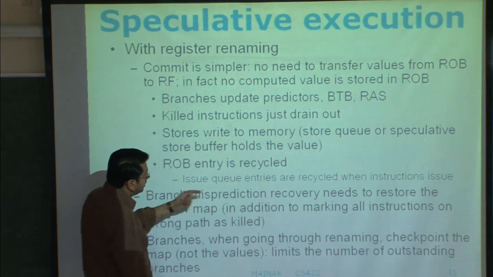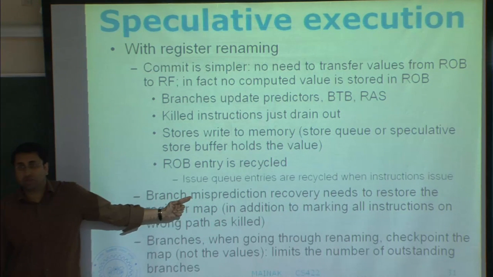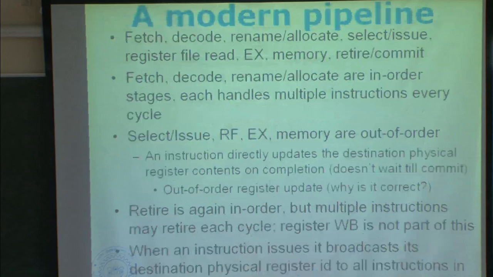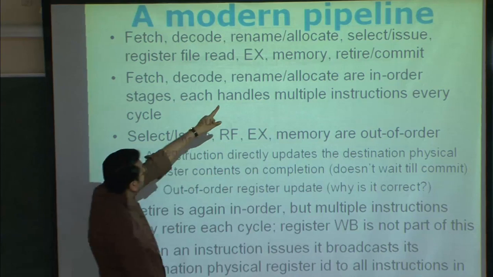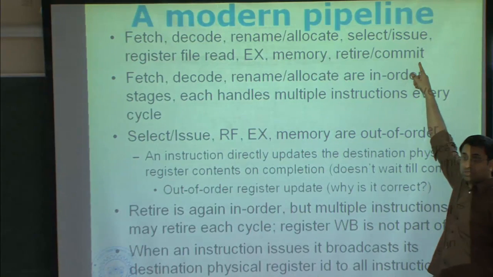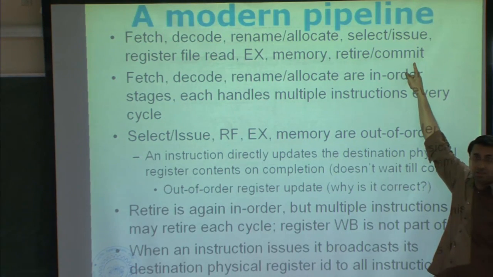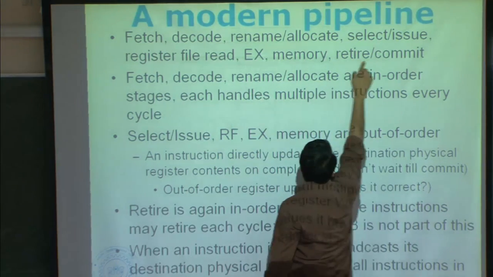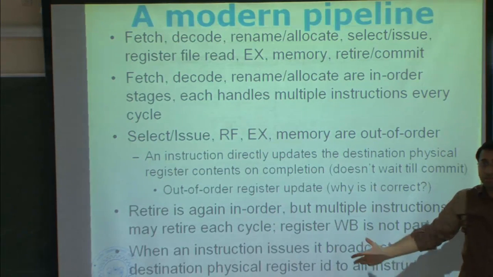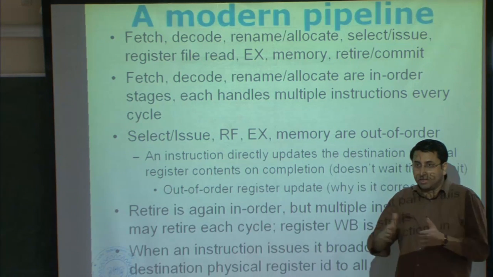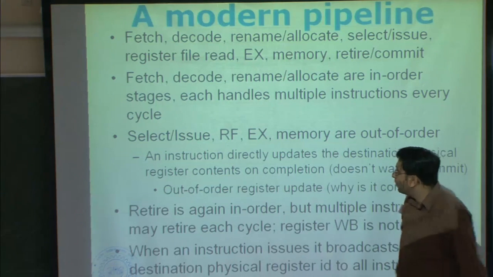Remember that issue queue entries are recycled when the instruction issues, much earlier than the ROB entry. If you go back to the pipeline here, the ROB entry gets allocated in the allocate pipe stage, and it remains held until the instruction moves to this stage. That's a pretty long time. Whereas an issue queue entry is allocated in the allocate stage but gets freed as soon as it issues, because there is no need for it anymore. So issue queue entries are held for a shorter period, whereas ROB entries are held for a very long period.